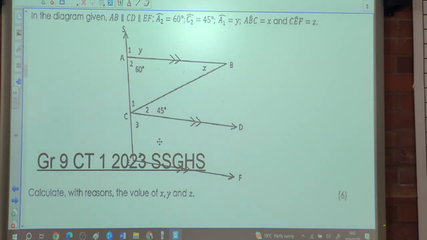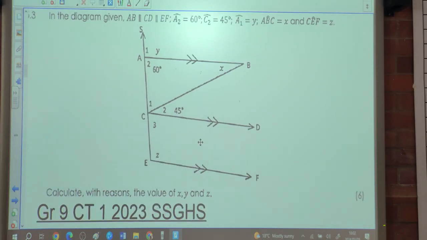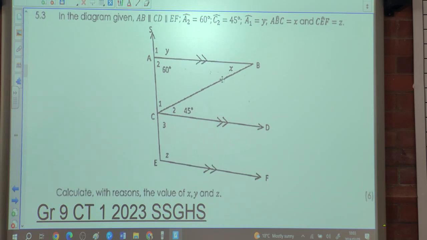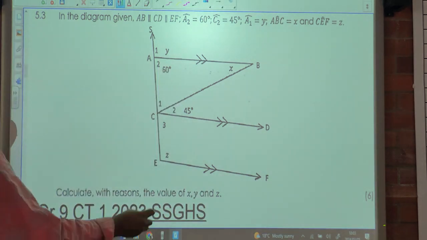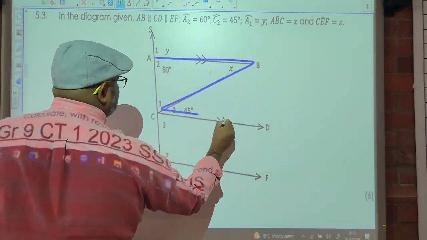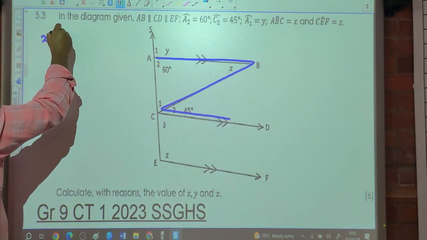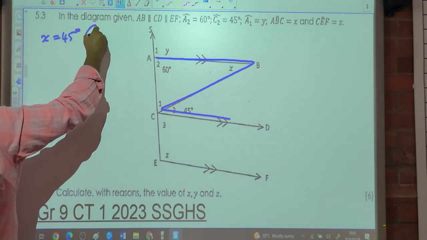5.3. Here we are told that in the diagram, AB is parallel to CD, which is parallel to EF. A2 is 60, C2 is 45. Calculate, with reasons, x, y, z. Where do we start? x. Alternate angles, not so? So x is equal to 45 degrees.